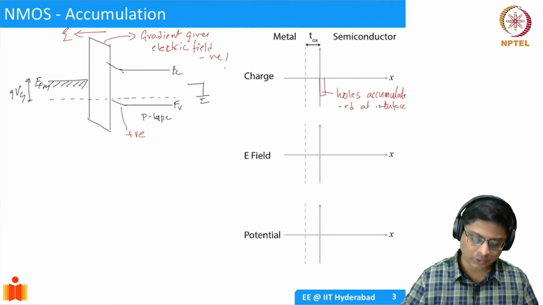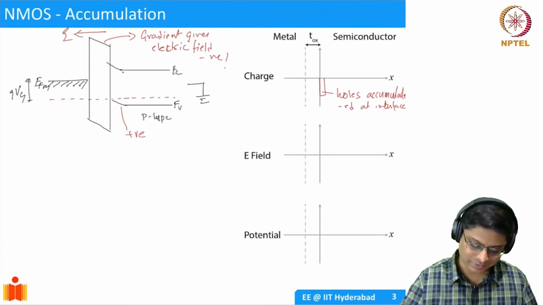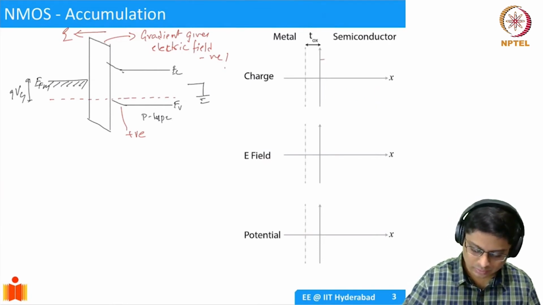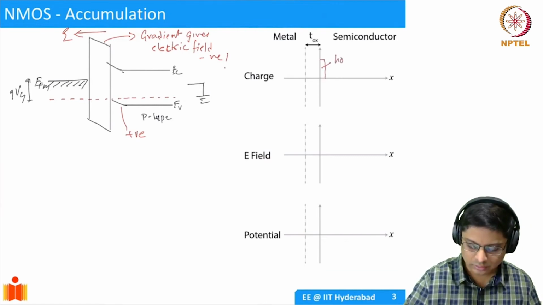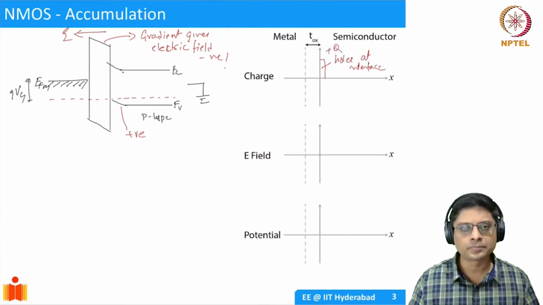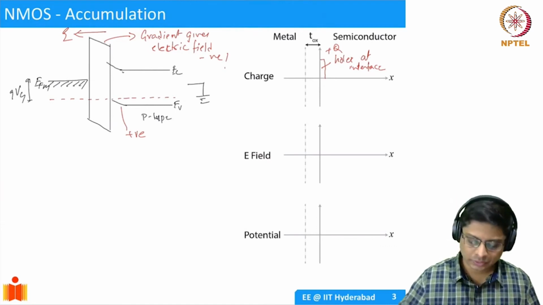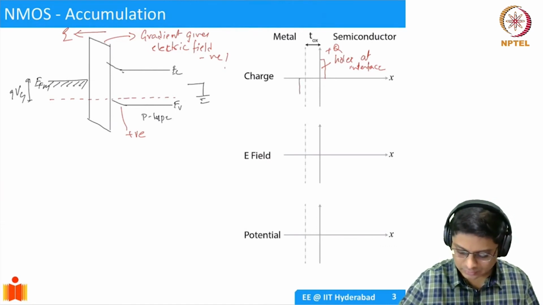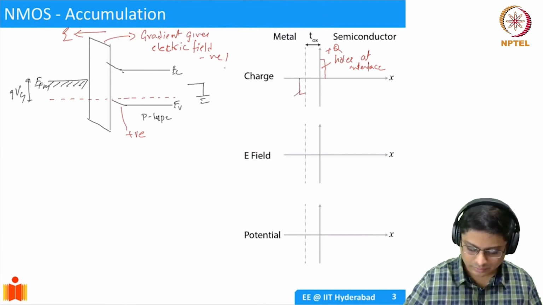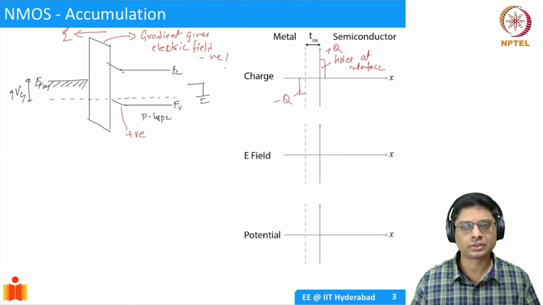I'm sorry, I should actually make it positive. Okay, this is a positive charge, so I'll draw this is holes at interface. So this is plus Q charge. Since it's a capacitor, there has to be equal and opposite charge on the metal plate. So that also will be at the interface here. Minus Q charge, right?